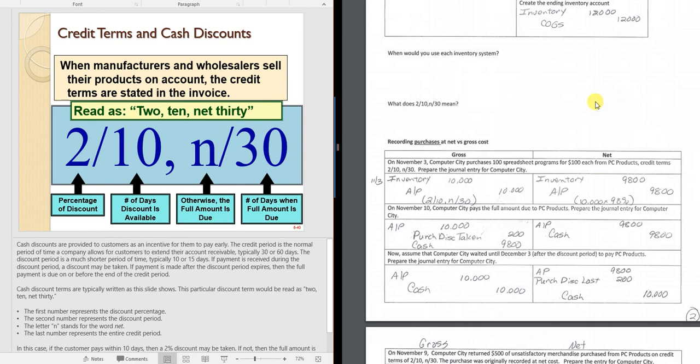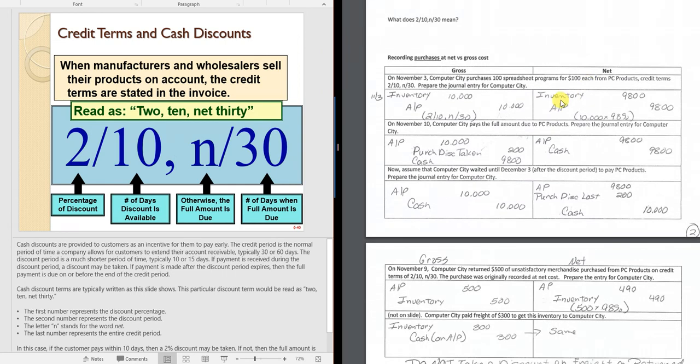The next thing that we're going to talk about is discounts. You can get discounts for paying early. So when I buy something on discount, this means I will get a 2% discount if I pay within 10 days. Otherwise, the net is due in 30 days. So if I buy $100 of inventory and I pay for it in 10 days, I get to pay $98. So that's a cash discount.